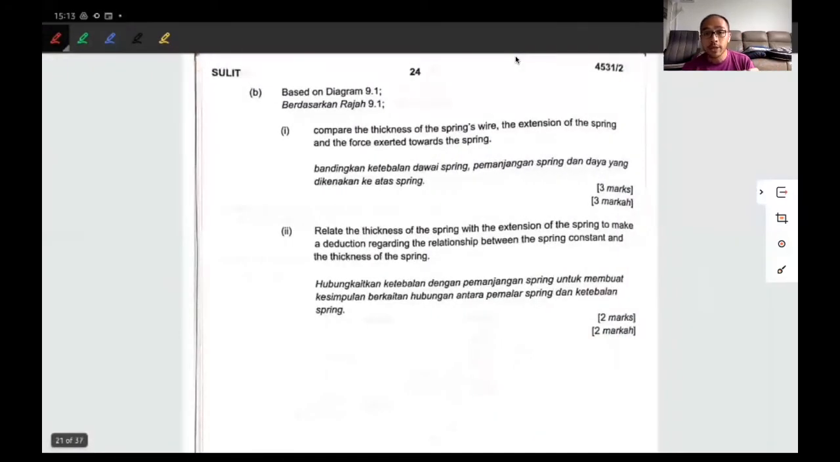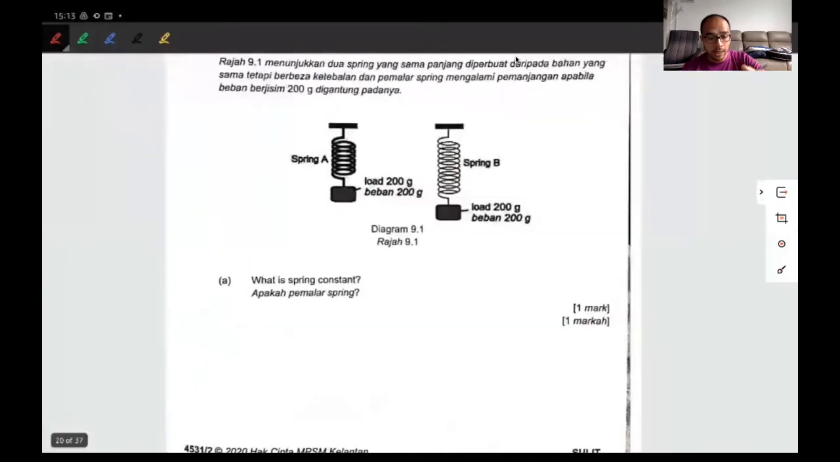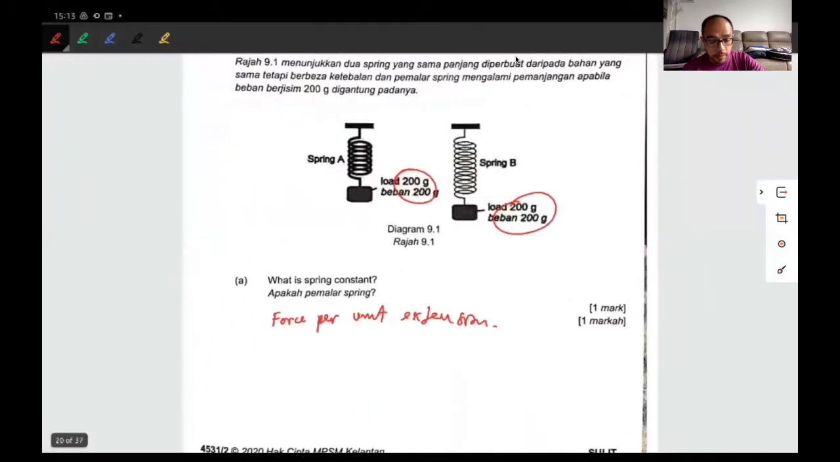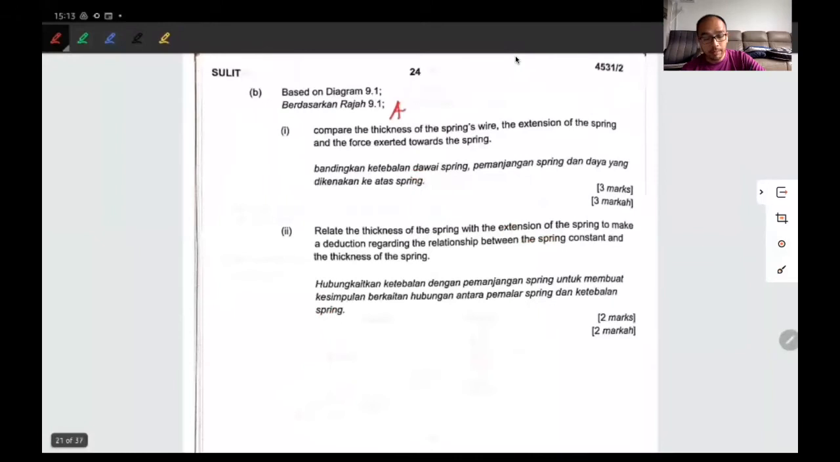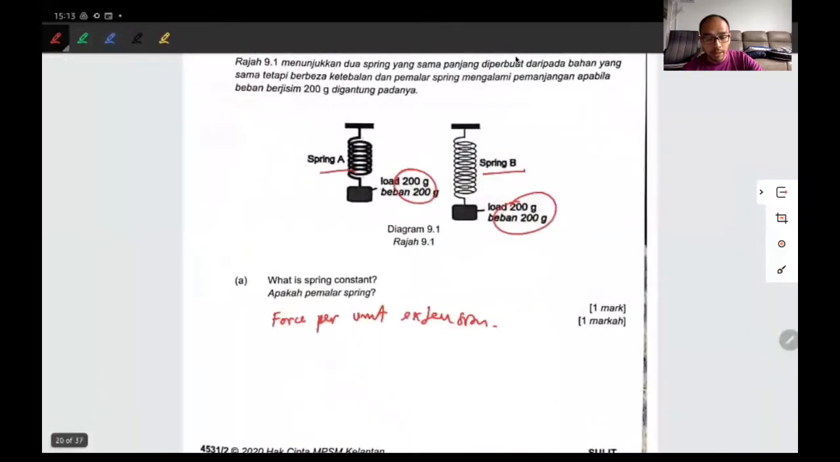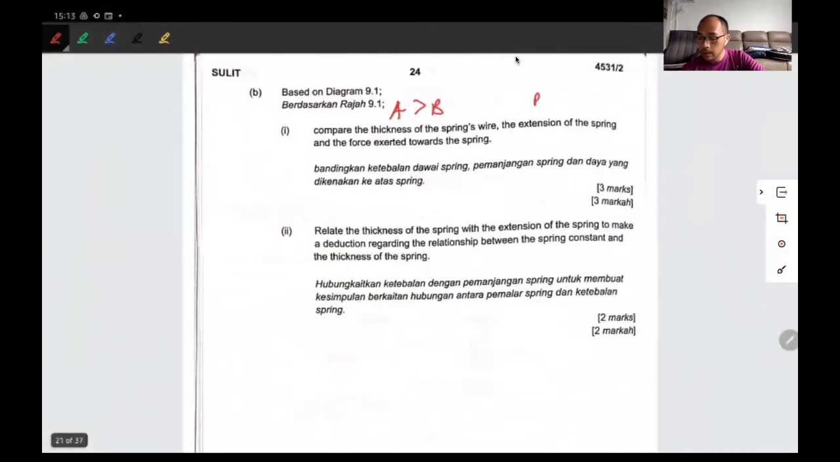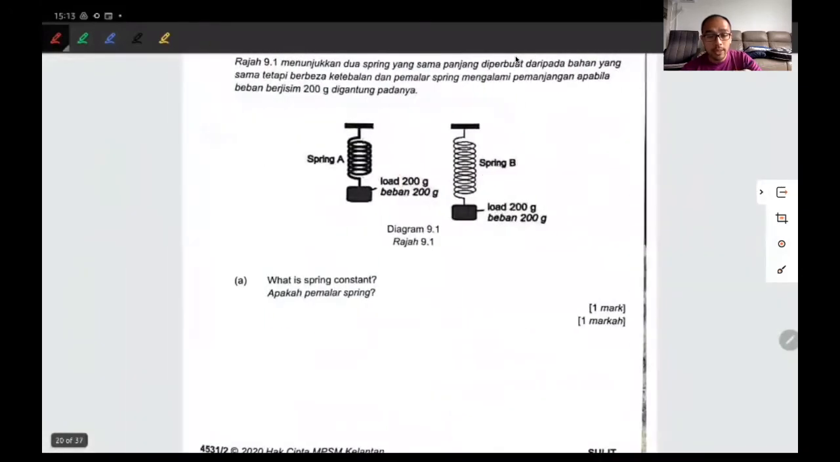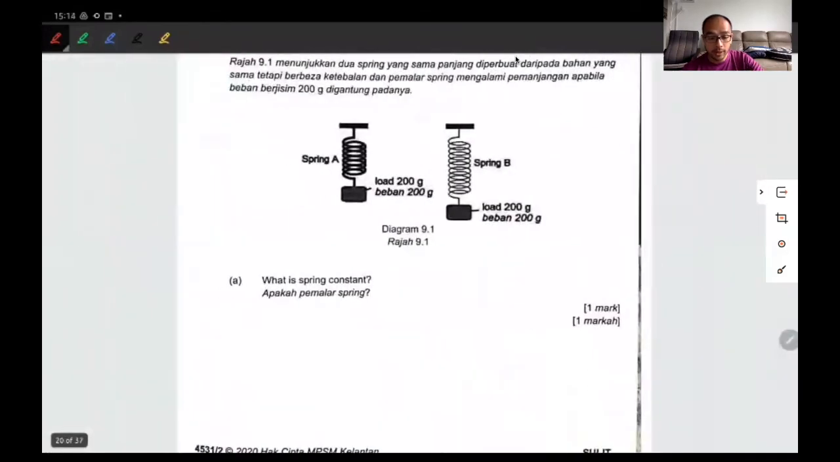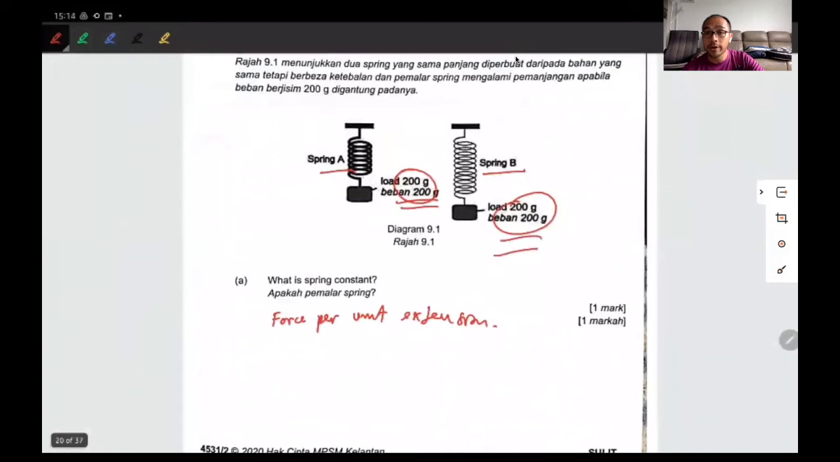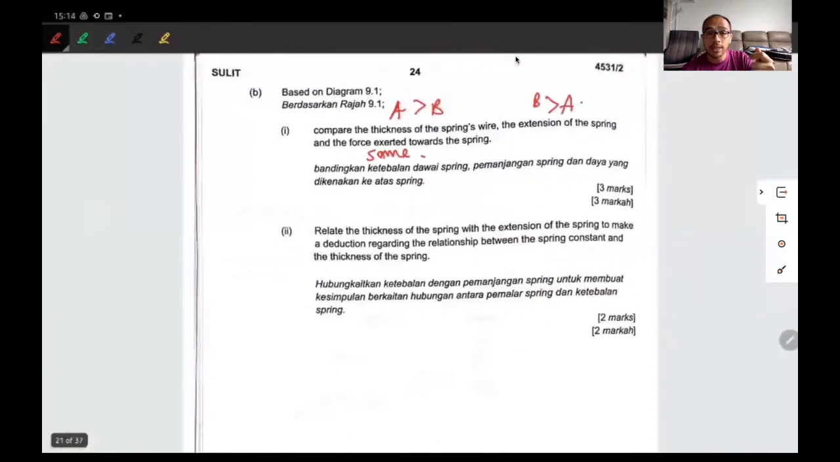Compare the thickness of the spring's wire, extension and the force. So the thickness, we have to use spring A and spring B lah. Okay, so A is bigger than B. Extension of the spring, B is bigger than A. Okay, and the force is the same because both have the same load. Okay, dia punya beban adalah sama, 200 grams. Okay, so the force is the same. So relate the thickness of the spring with the extension of the spring.